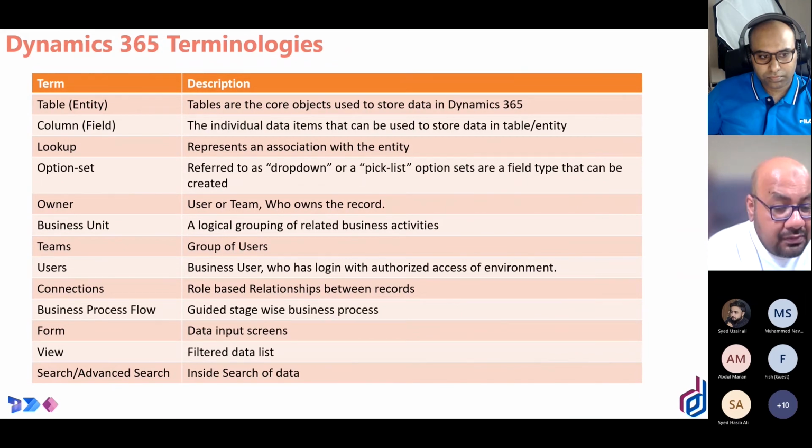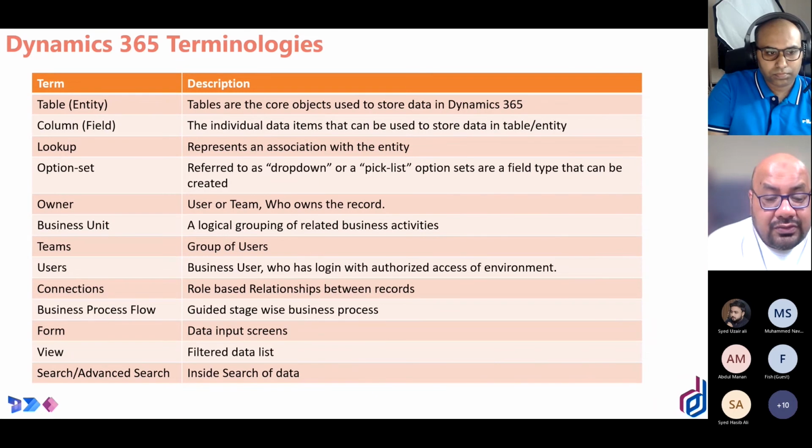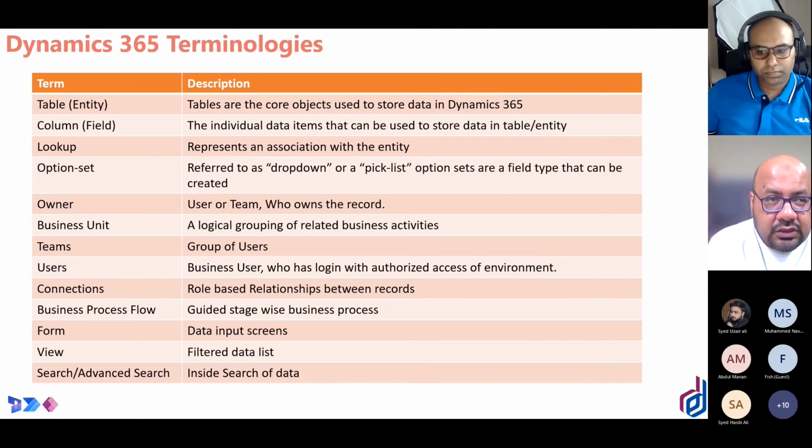Then you have the business process flow, which I showed you, the guided stage-wise business process where you identify where the record is standing or where the transaction stands. Then you can see the form, which is the actual input screen where the data is captured. Then the view is a filtered list of the information that you are going to extract, based on the user need, the requirement, or the different group or segment that you define on the view. Then you have the search or advanced search, where you search inside your data structure for the information you are looking for.